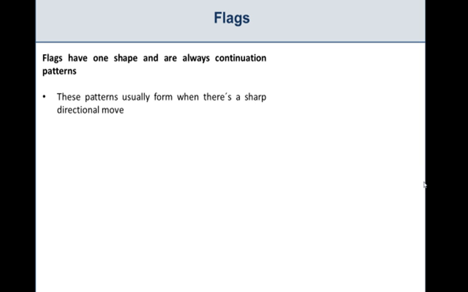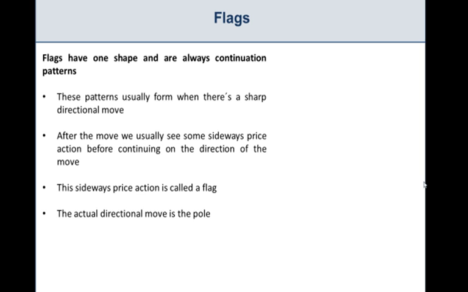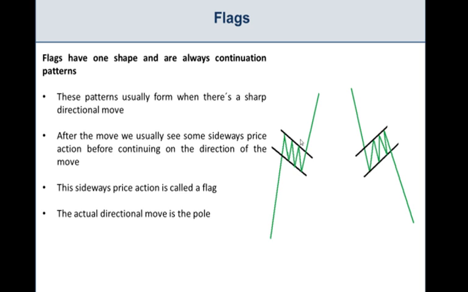And the third kind of basic chart patterns we are going to learn are flags. And flags have one shape and are always continuation patterns. These patterns usually form when there's a sharp directional move, and after the move we usually see some sideways price action before continuing in the direction of the move. This sideways price action is called a flag, and the actual directional move is the pole of the flag. And this is called a flag.